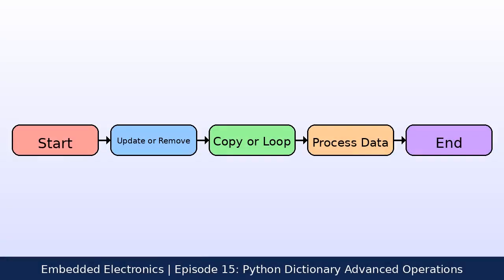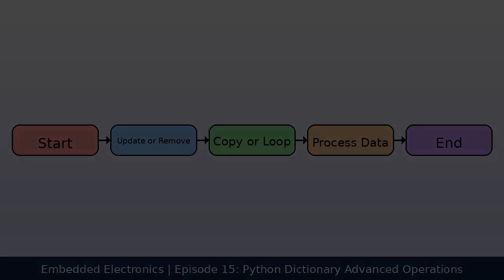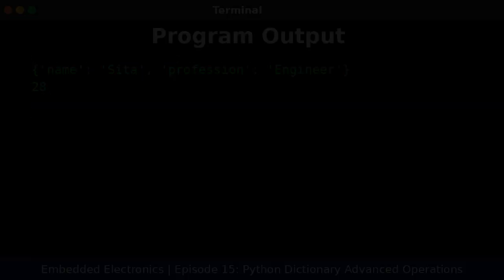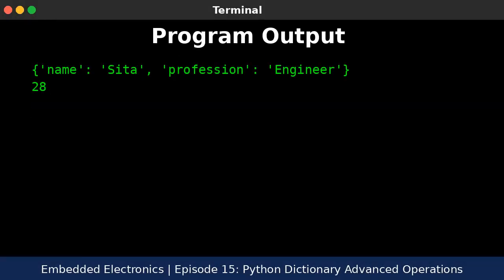This diagram shows how dictionary operations update, remove, copy, or loop through data before the program ends. Here is an example demonstrating how to update dictionaries and remove items using the pop method. When this program runs, it displays the updated dictionary and the removed value.